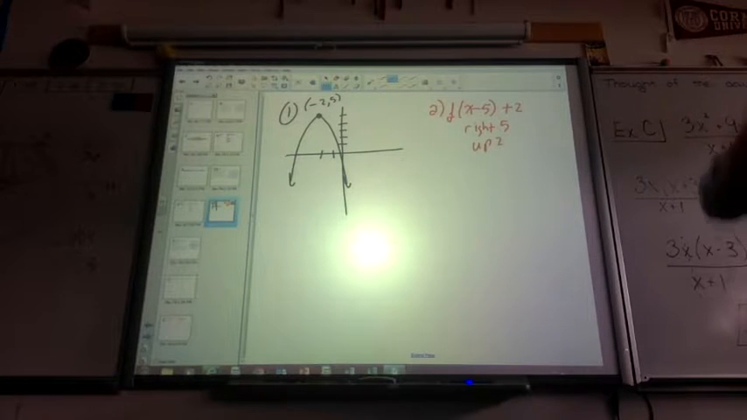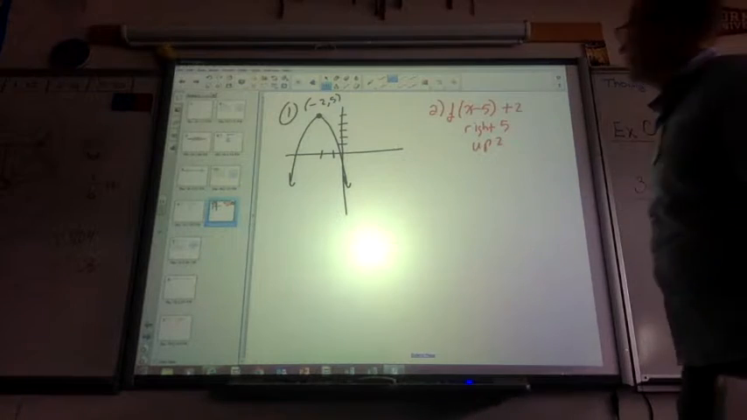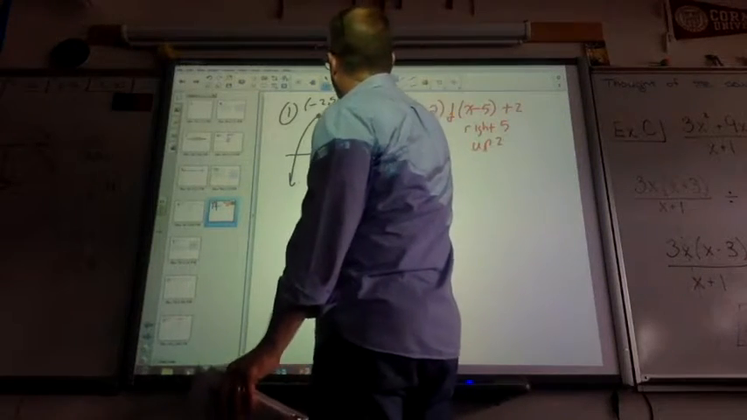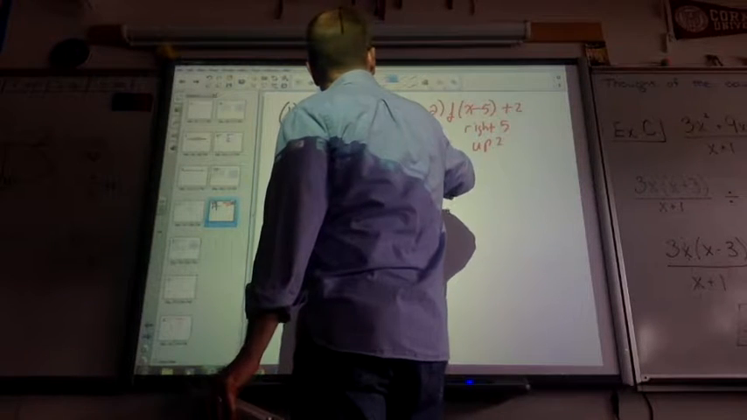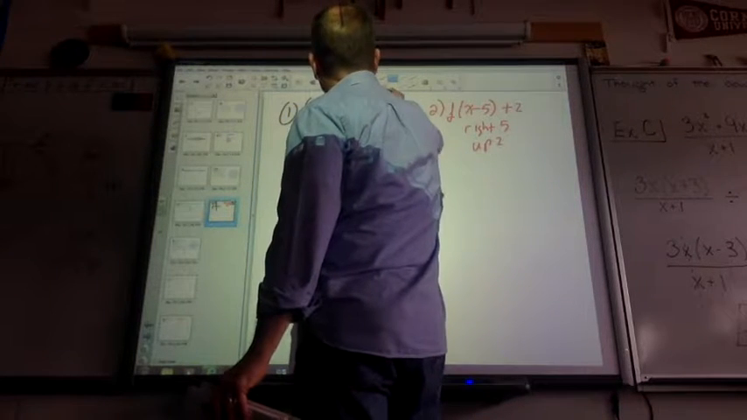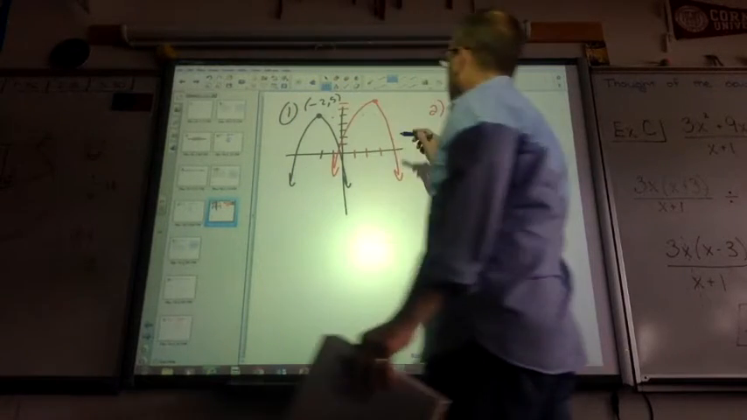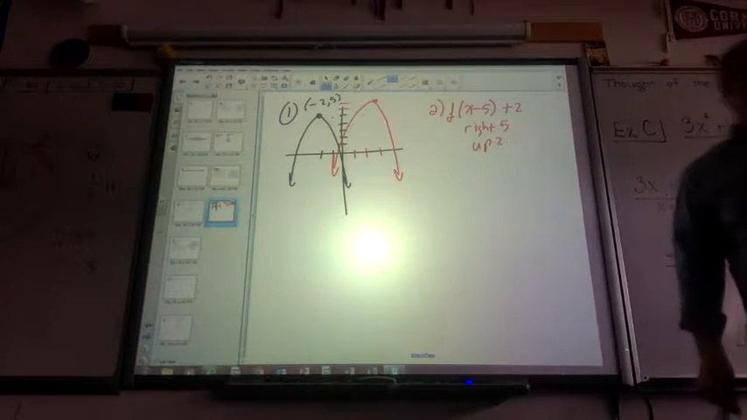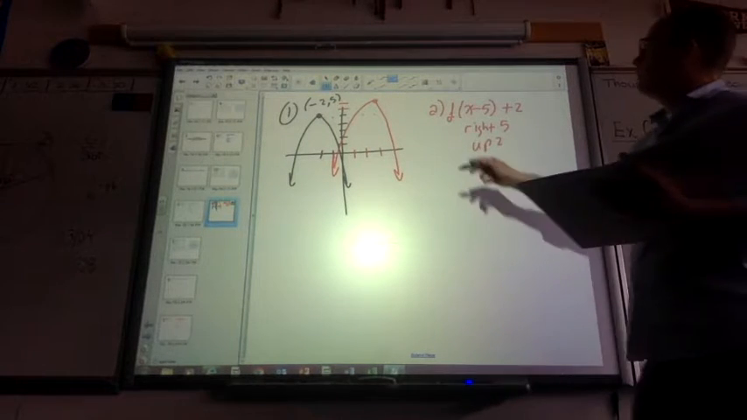From my original parent function that's up there, I'm going to go right 5. So 1, 2, 3, 4, 5. And up 2. It still opens downward. So that's what that one did. Okay, so we're just showing the rotation, or the transformation.